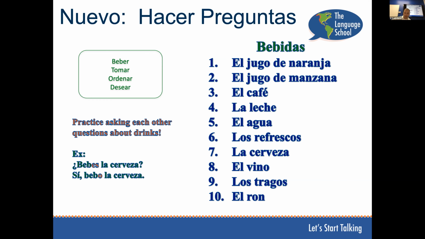So step number 1, to start your question, you start by using the second person or the tú form of the verb. So you take an ER verb and it ends with ES, or an AR verb and it ends with AS. So for example, I could say, Ana, ¿bebes la cerveza? No, bebo la cerveza. What's the difference between beber and tomar?